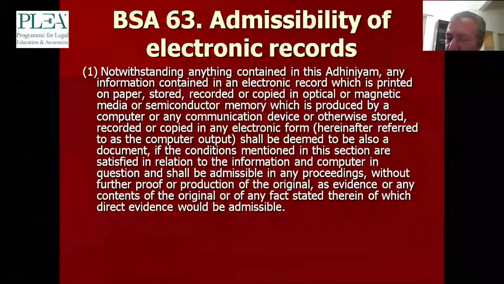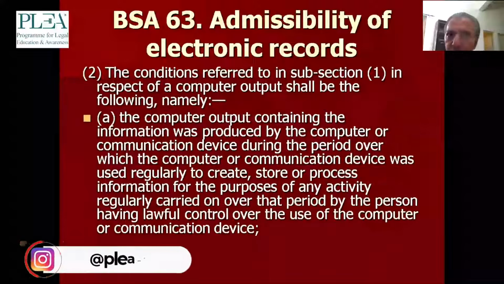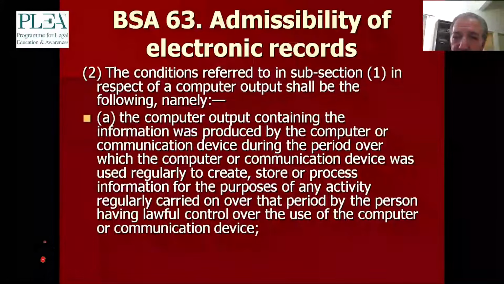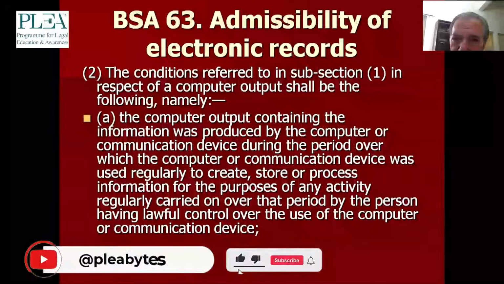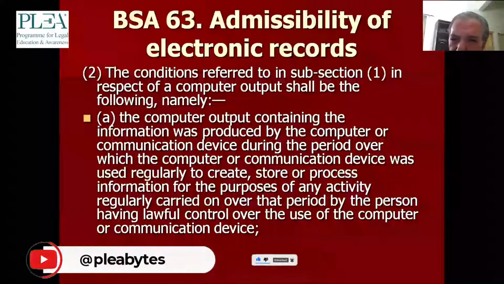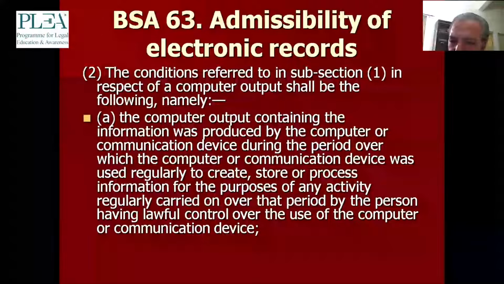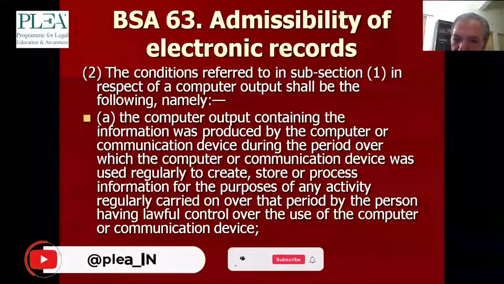This is corresponding to section 65B of the IEA 1872. Now it is called as BSS 63. The conditions referred to in subsection 1 in respect to a computer output shall be the following, namely, the computer output containing the information was produced by the computer or communication device during the period over which the computer or communication device was used regularly to create, store, or process information for the purposes of any activity regularly carried on over that period by the person having lawful control over the use of the computer or communication device.